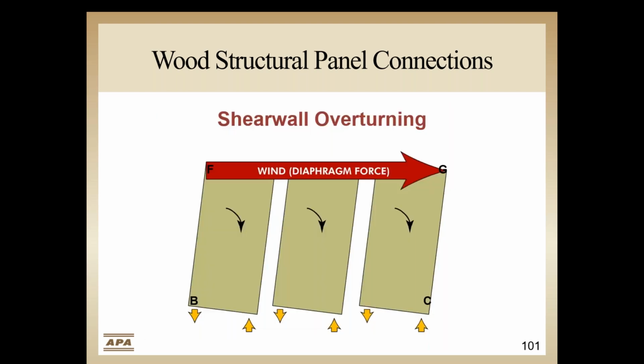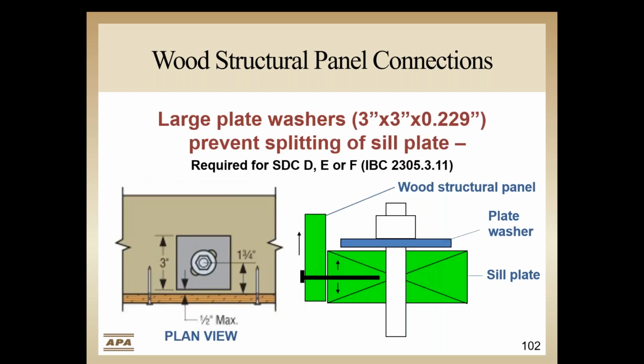Along with the additional nailing requirements for sheathing in high wind or seismic events, the connection of walls to the foundation has become more critical. In high wind and seismic zones, large plate washers are required to prevent splitting of the sill plate resulting from cross-grain tension stresses. These plates often use a slotted hole to allow them to be appropriately positioned on the sill plate.